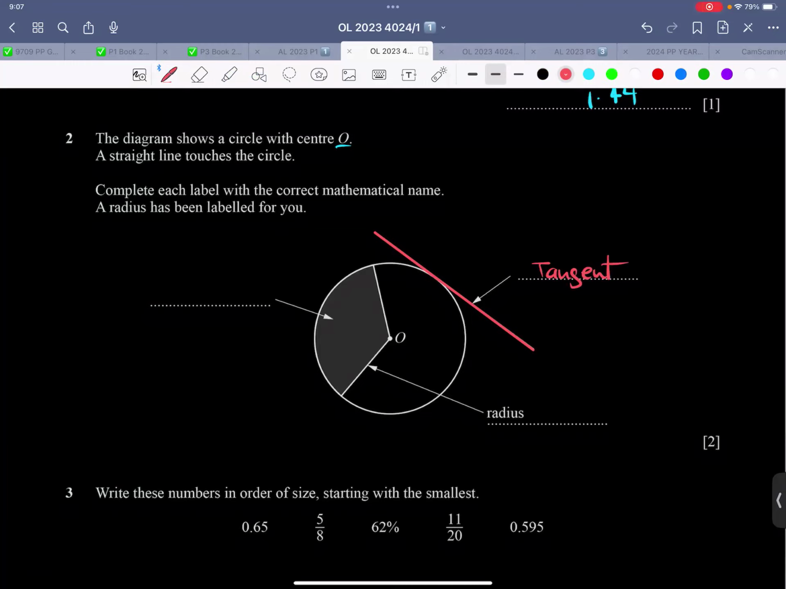And what about this region? That is between the arc length and 2 radii. So this is a sector. And since this angle is lesser than 180, it's better if I write this as minor sector. And radius is also given. So 2 marks, 1 for each.